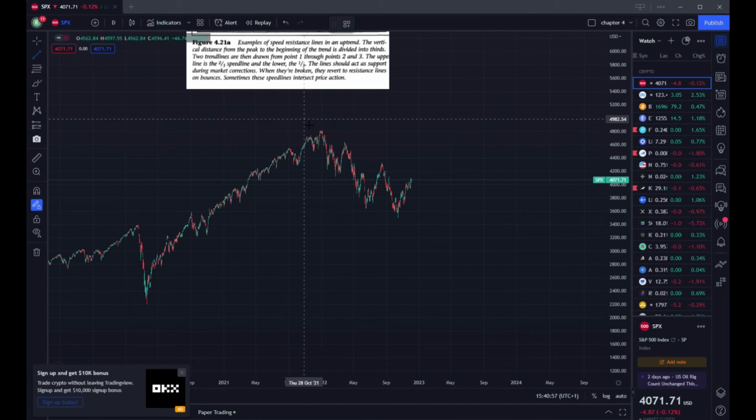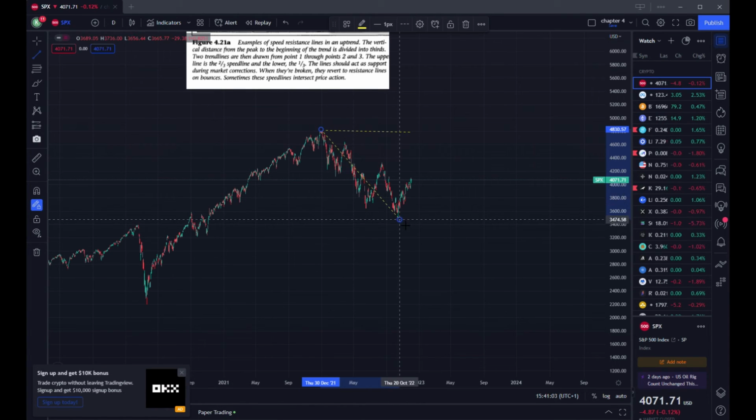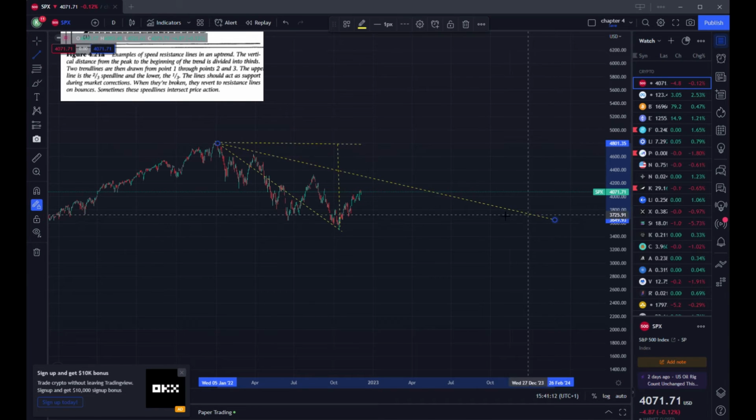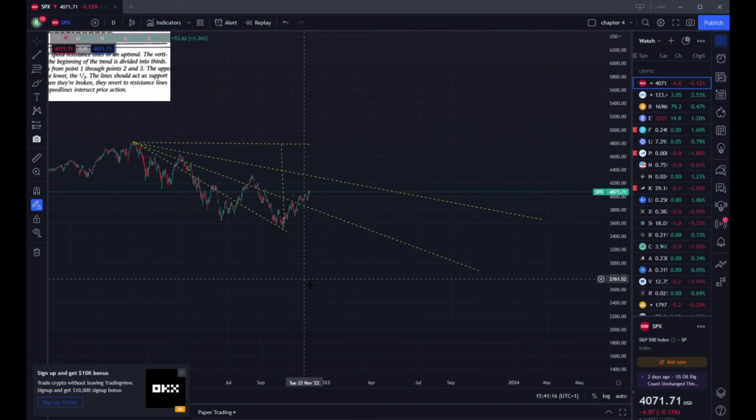I'll try it for a downtrend as well. So what you'll do is you take the high point and you go all the way to the end, and you will take the lowest point, right? Things like this. And what you'll do is you go to over 1/3, which I think is going to be about here, and the other one is going to be around here.